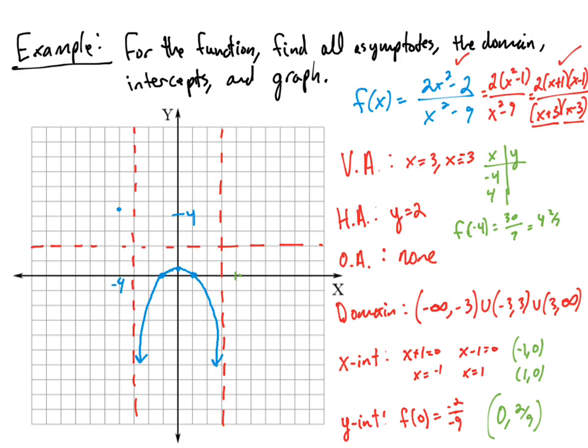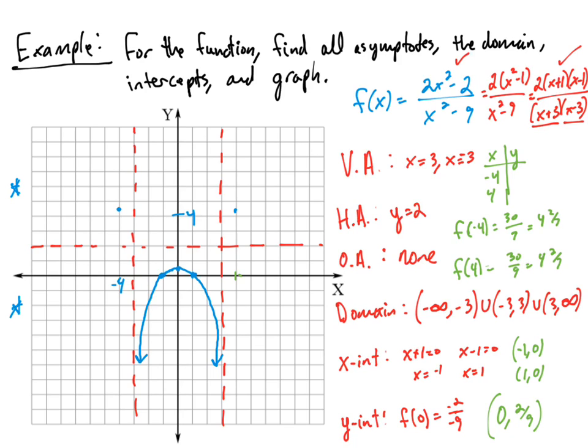And then let's plug in 4 into the function and see what we get. And we actually get the same thing, 4 2/7. So we're going to be a little bit above here. Now, that's all we really need to do. We just need to figure out, is the graph above or below this horizontal asymptote?